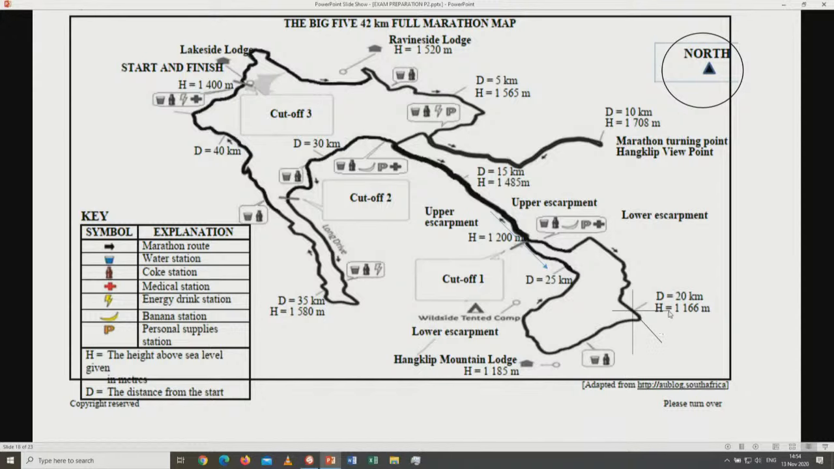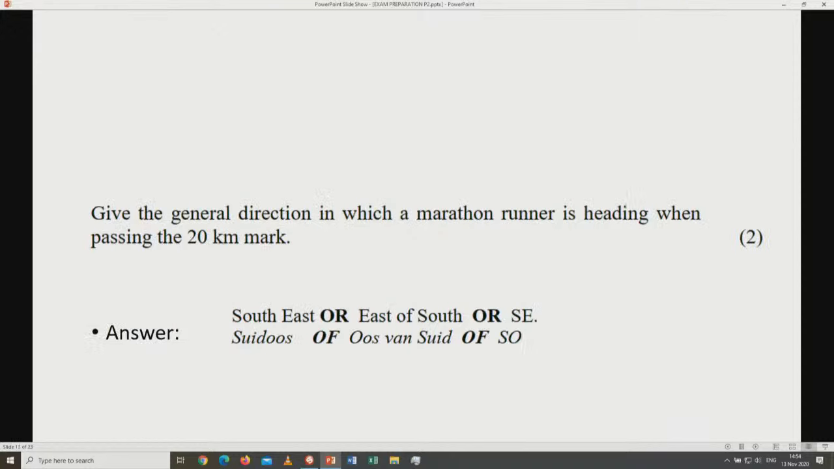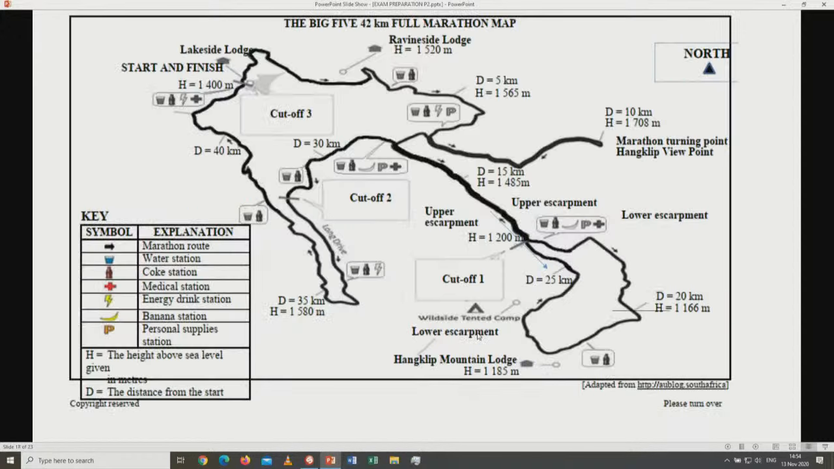And what is this direction? There is east, there is north. So the answer, if I go back, is not north, it's east, it's southeast, or east of south, or southeast. Let us just go again. Sorry, I'm now confusing you.